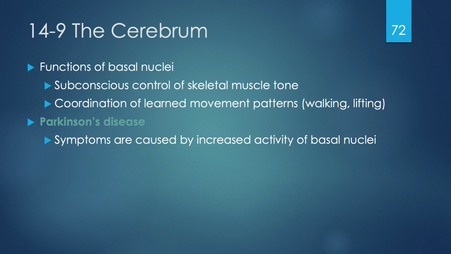The basal nuclei are important for controlling our skeletal muscle tone on a subconscious level. So they help us with coordination of learned movement patterns like walking and lifting. So you're not thinking about walking when you're walking. You might be talking on your phone or pushing a baby stroller, and you're not really thinking about moving. You might think about starting to walk, but you don't think about actually continuing to walk. So our basal nuclei in our cerebrum help us with these structures and these movements. Parkinson's disease is one terribly serious disease which is caused by increased activity of the basal nuclei.